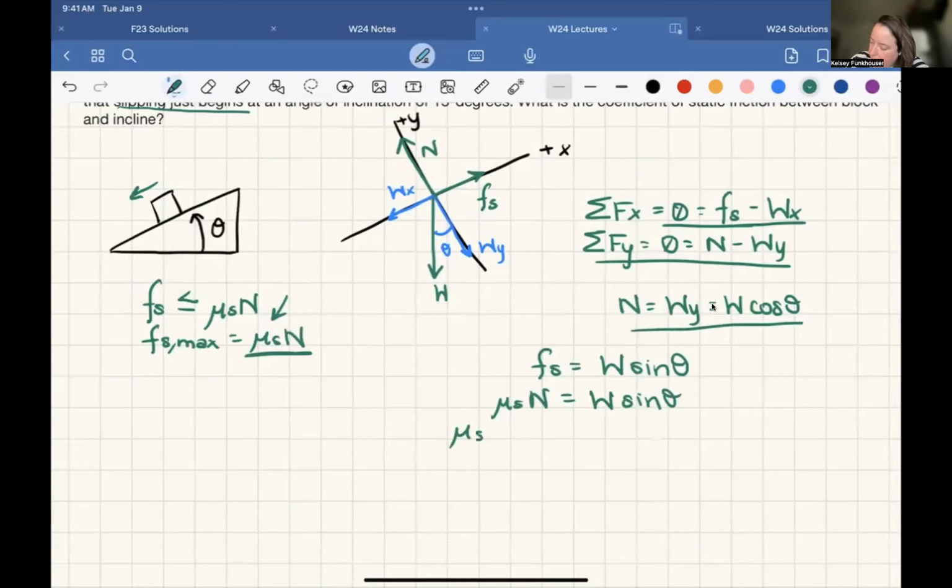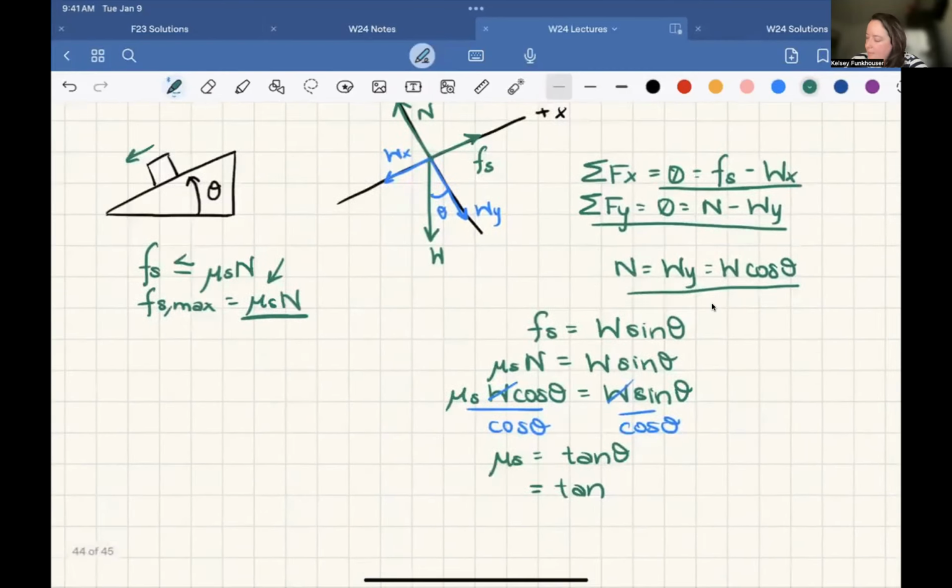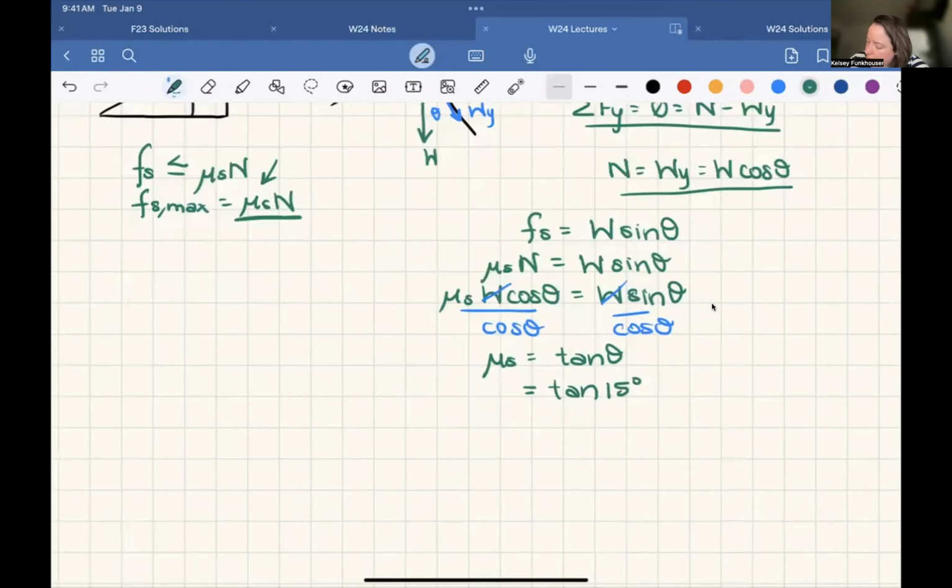So let's plug stuff in. Coefficient times weight cosine theta equals weight sine theta. Look at that. Weight is on both sides, so we can get rid of it, and then we'll divide both sides by cosine of theta. So the coefficient of static friction is the tangent of theta. I'm pretty sure it said 15 degrees. Yeah. So tangent of 15 degrees, which is 0.27. So that is the coefficient of static friction in this situation.